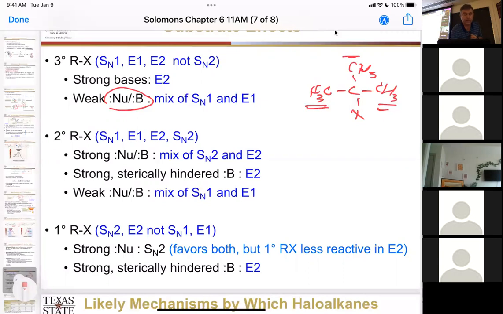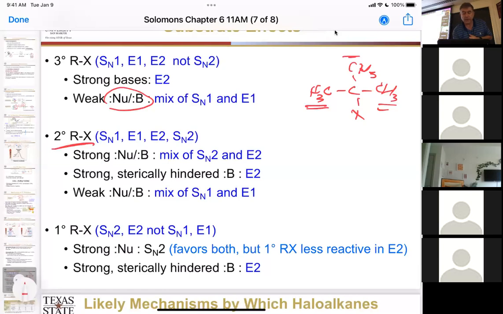Okay, so in secondaries, if you have a strong nucleophile or base, you're going to get the SN2 or E2 reaction. So if you had a good nucleophile, secondaries are going to go SN2. If you had a good base, it's actually going to favor the elimination product, the E2 product. And again, it's not sterically that hindered because we're looking at the beta carbon for where the base has to come in. We're looking at the alpha carbon in the substitution, but the beta carbon in the elimination.